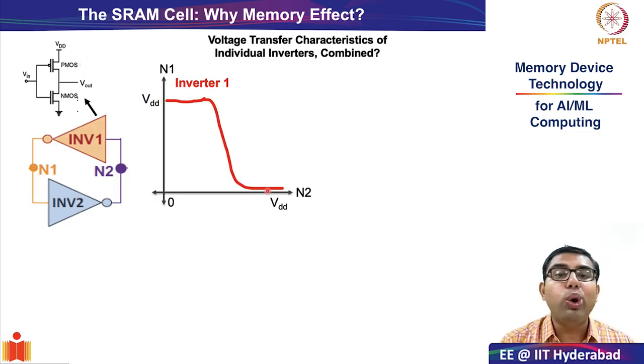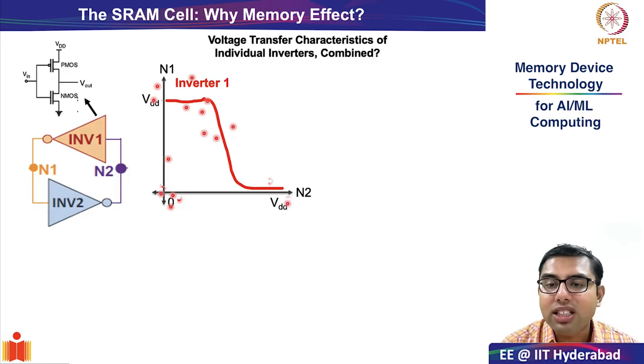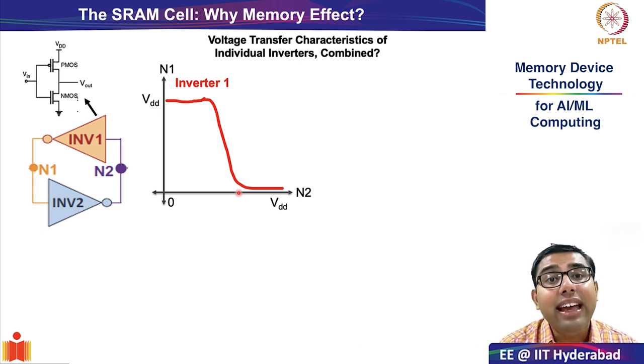An important thing to note in this inverter characteristic is that it is not an abrupt transition. The transition from the first stable state 0 1 to 1 0 is not abrupt. There is a finite slope, and this is indicated by the gain of the transistor.